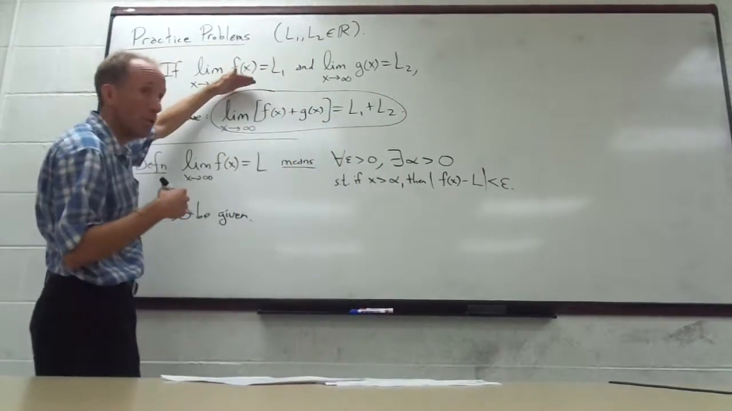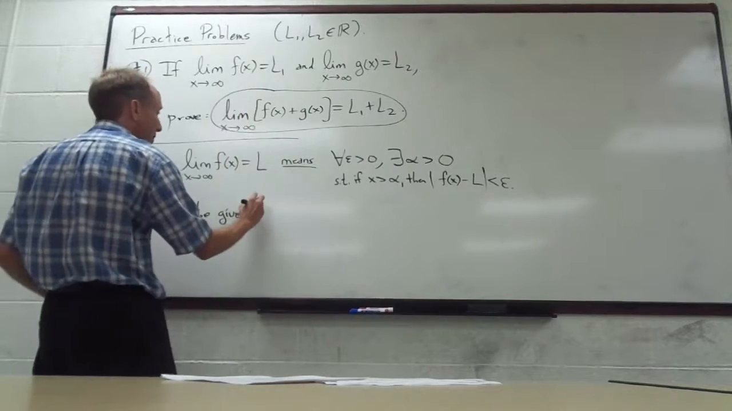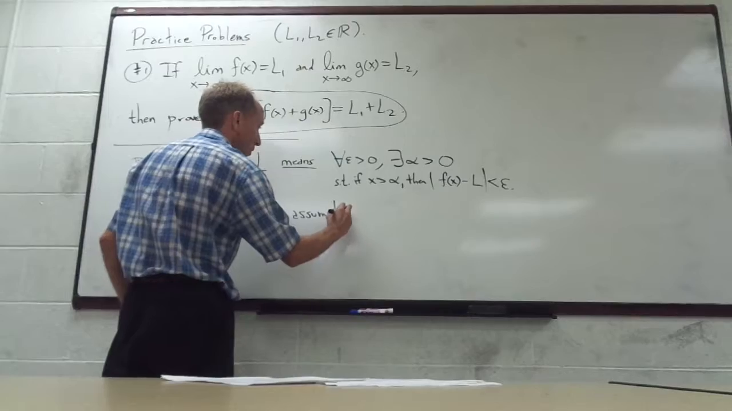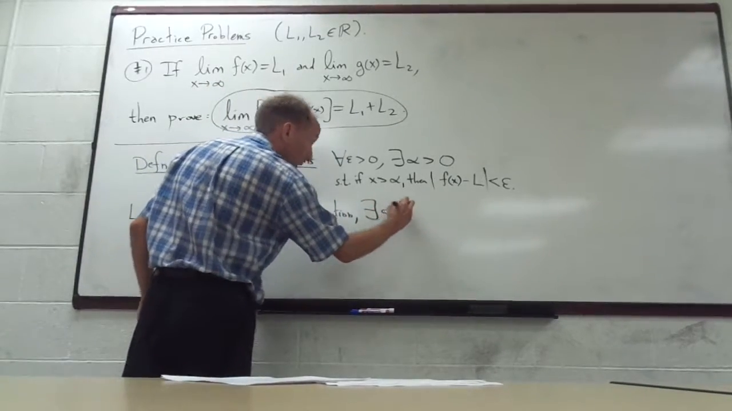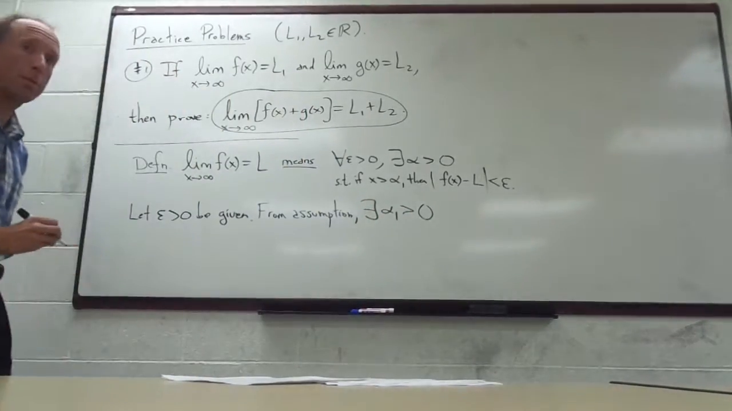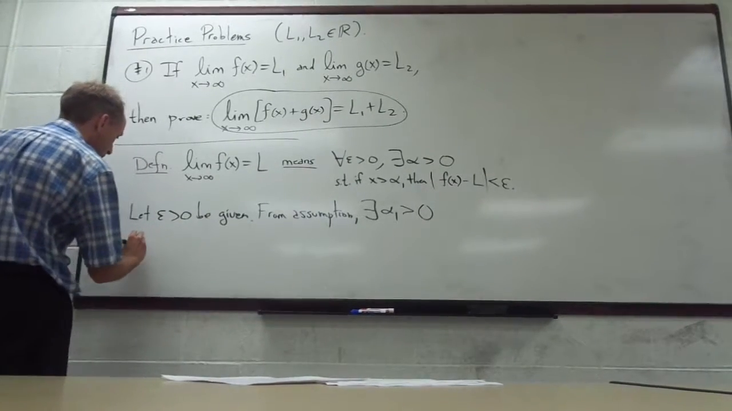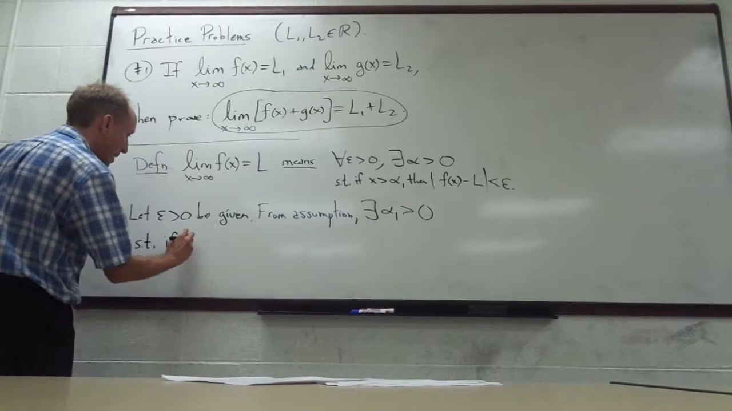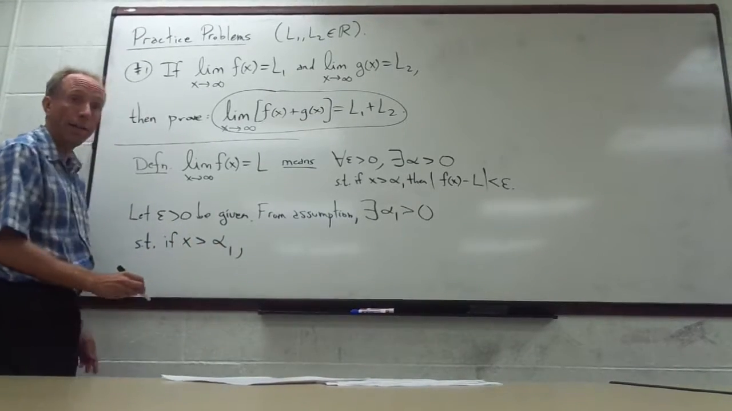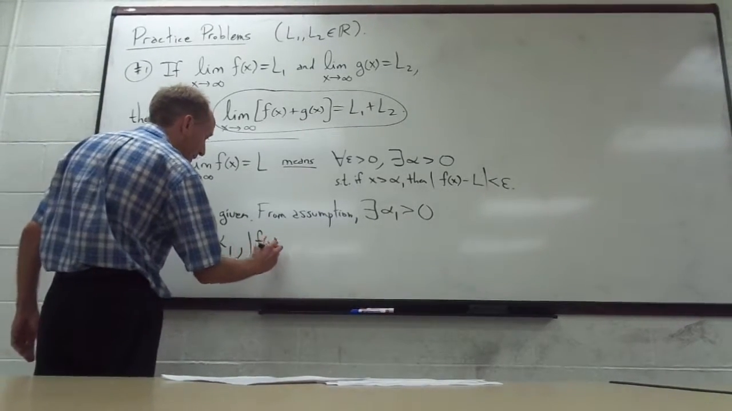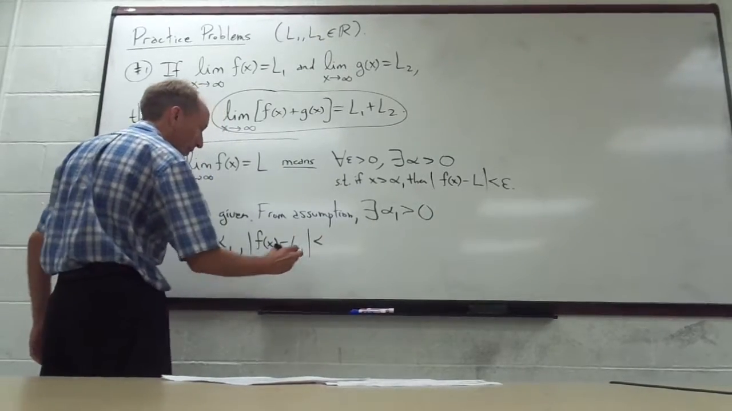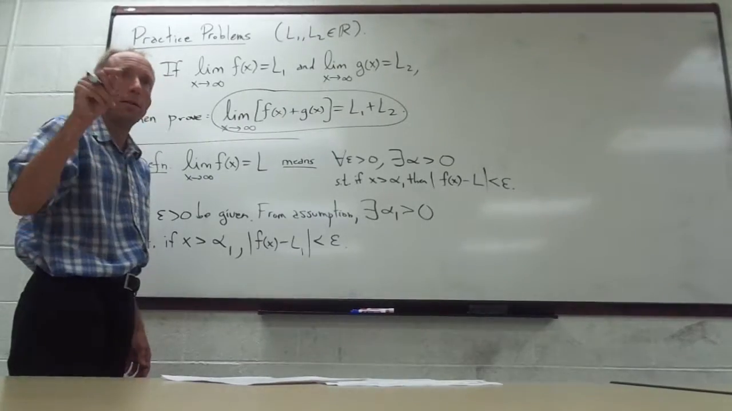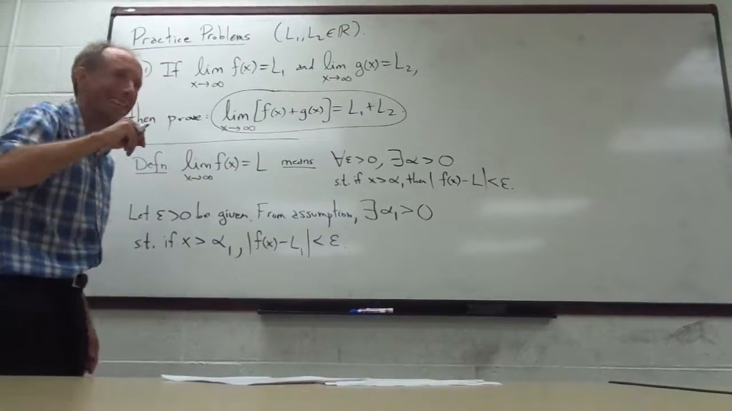So what I would do for this first one is I would say from the assumption, there exists an alpha 1, let's say. Okay, so let's pick a preliminary alpha 1 such that if x is greater than alpha 1, then absolute f of x minus L1 is less than epsilon. Okay? There's a chair right over here.